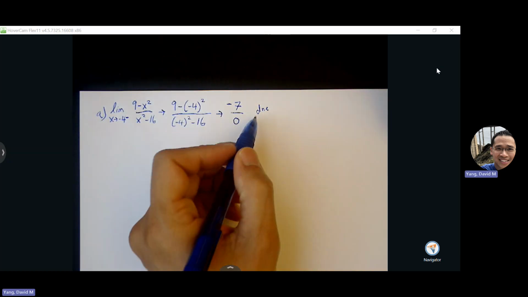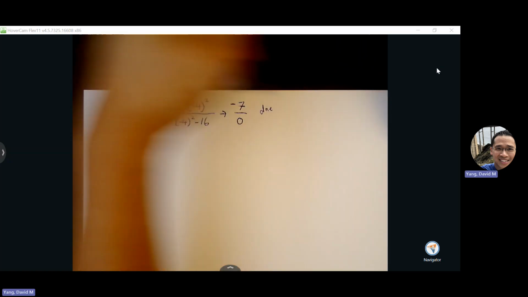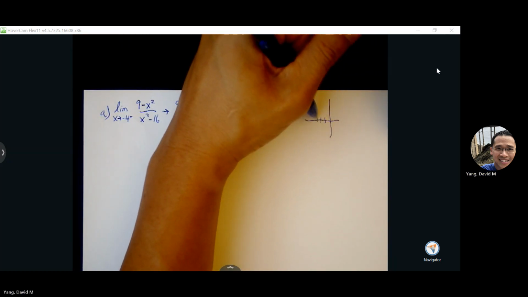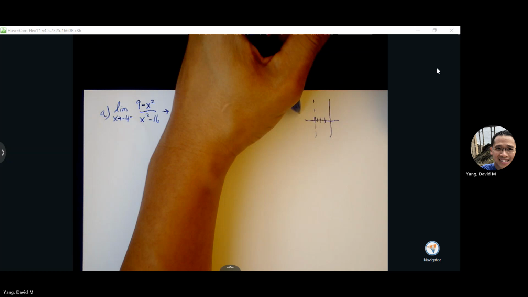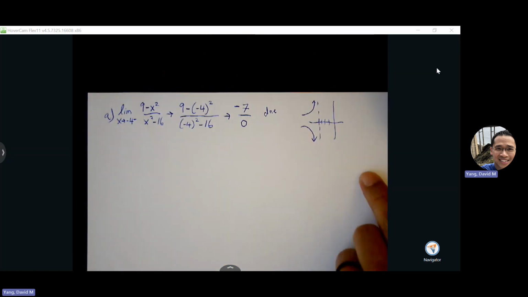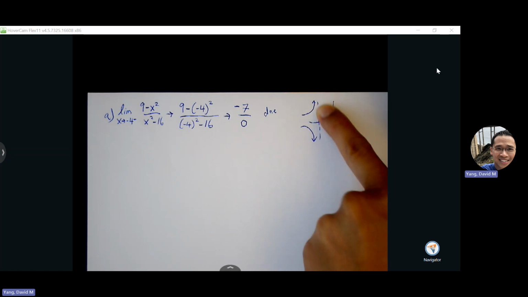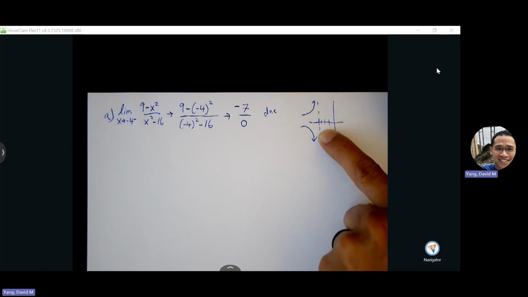doesn't exist, but it's a one-sided limit, which means that we're asking about the approach towards -4 from the left side of -4. Now there's only two options, right? It's either going to go up or it's going to go down. How do we choose between these two? Because we can't see the graph. So now we can use what?